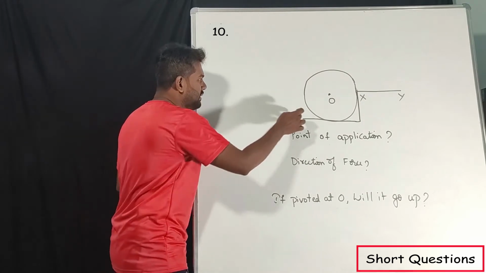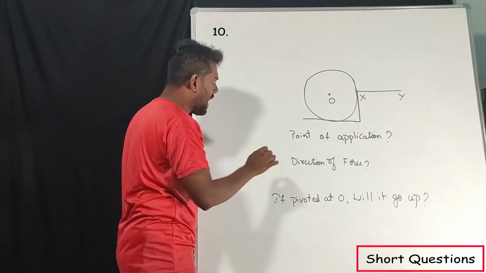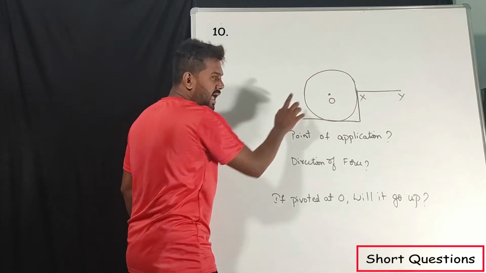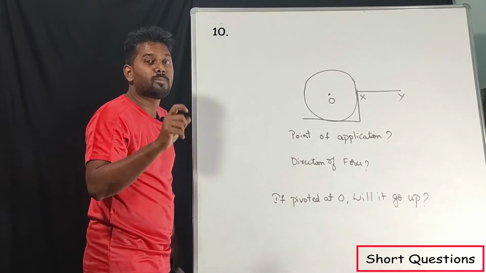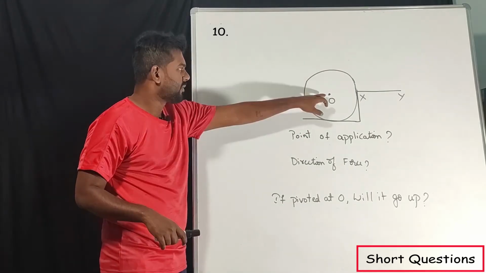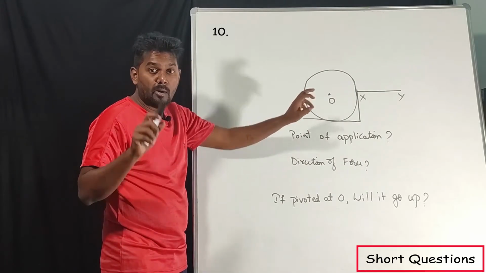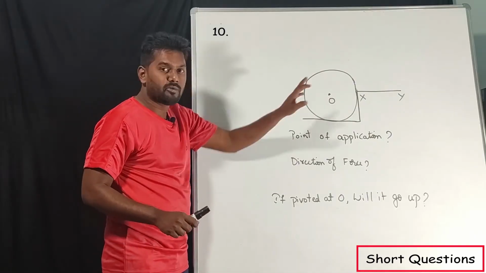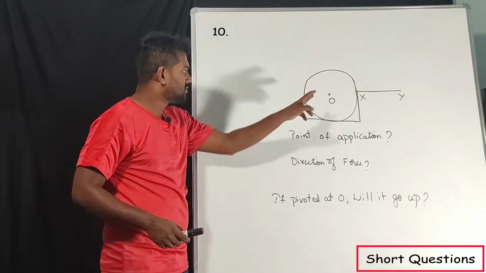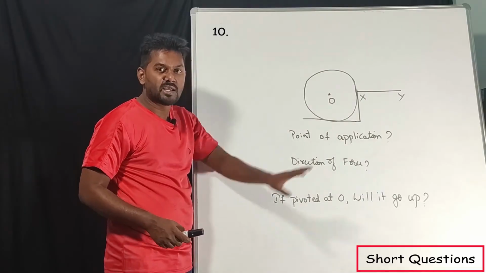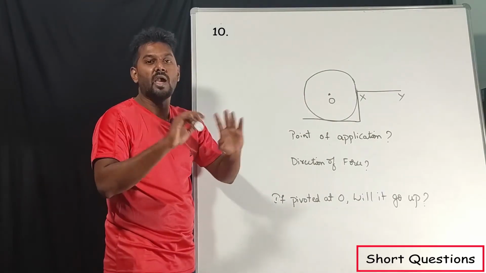Okay, listen. There is a heavy roller with an axle. Axle is different, pivoted point is different. Axle means a point, a center point. Pivot point is the point where it is fixed to something. So here it has been given as axle, that means it is not fixed anywhere.